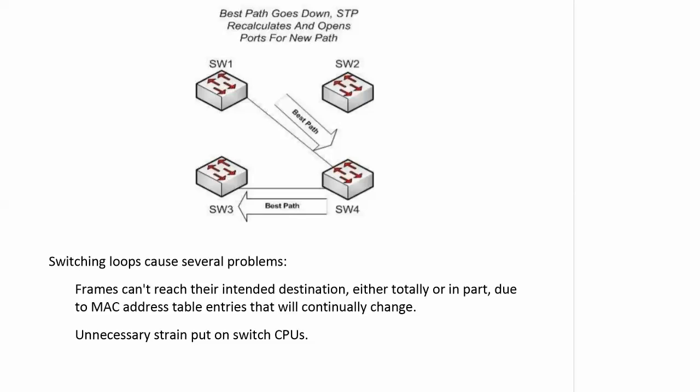Then if you end up with a switching loop and that same frame ends up coming in on the same switch on port 12, it's going to say, wait a second, something changed, and I'll change this address entry to find the all A's MAC address off port 12. So when those MAC address tables keep changing, ad nauseum, then totally or in part, the frames aren't going to get where they need to get. Obviously, this puts an unnecessary strain on our CPU. So that's a bad situation as well.